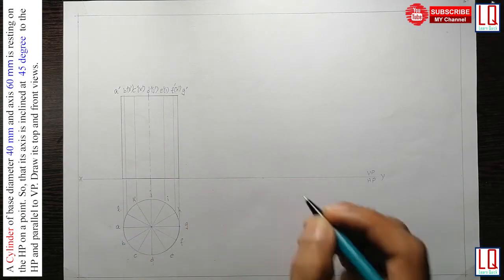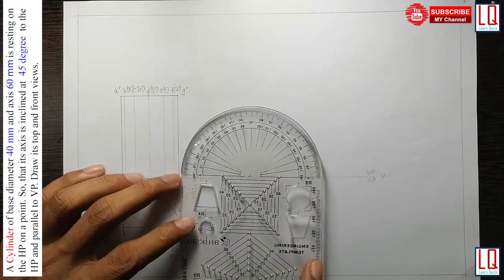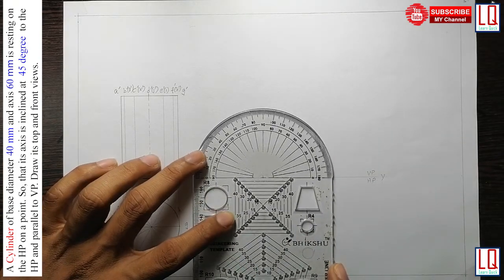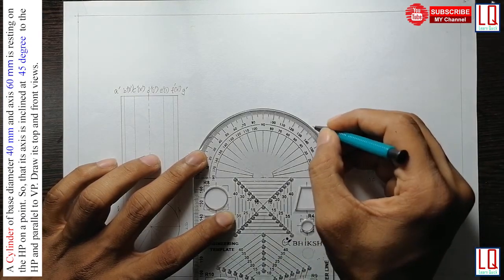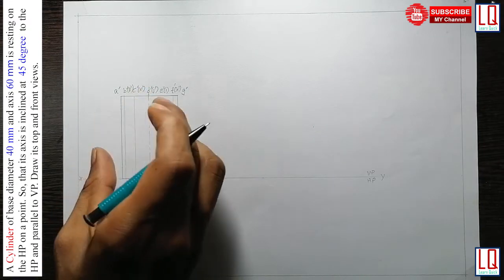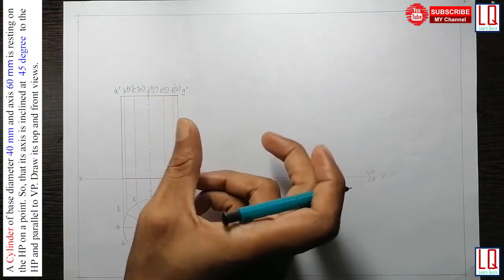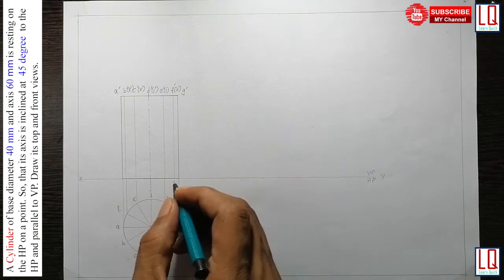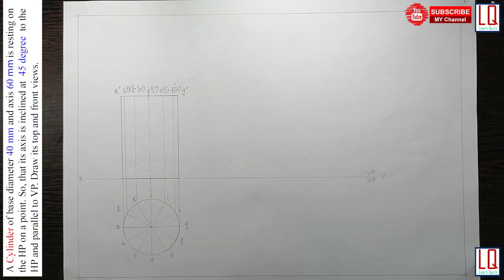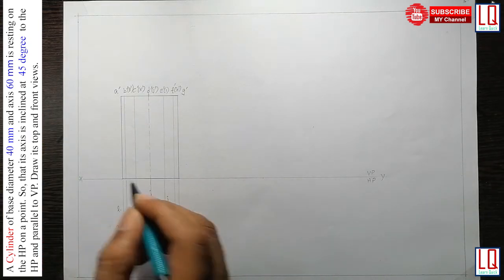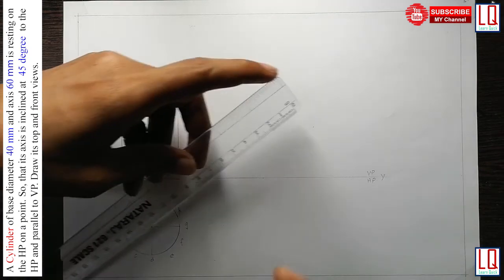Now consider a point, and with the help of your protractor, mark 45 degrees from the right side. In this problem, you can either incline this cylinder to the right side or to the left side. It is your choice. If you incline to the right side, then this point is going to be the resting edge point, and if you incline to the left side, then this point is going to be the resting one.